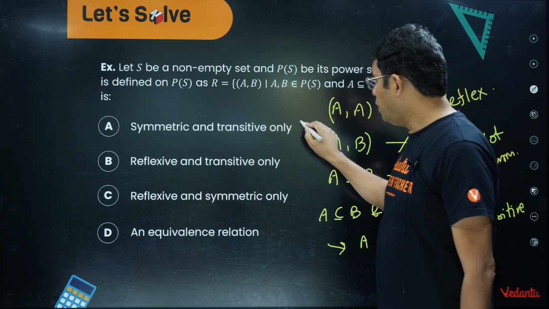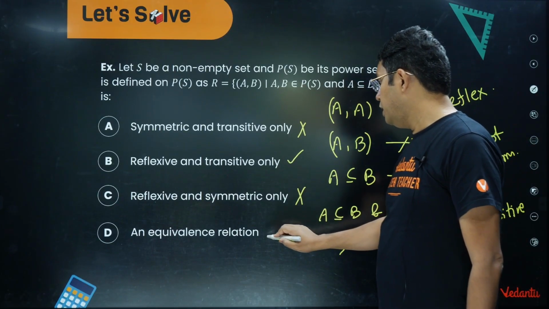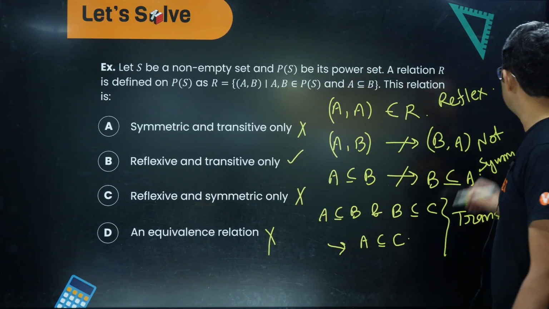So symmetric, wrong. Reflexive and transitive, only correct. Reflexive and symmetric, wrong. Equivalence relation is also wrong. So the answer for this is B.